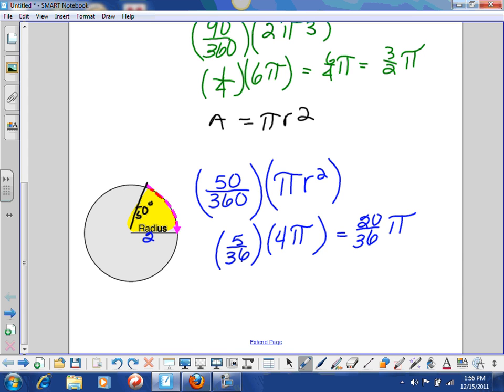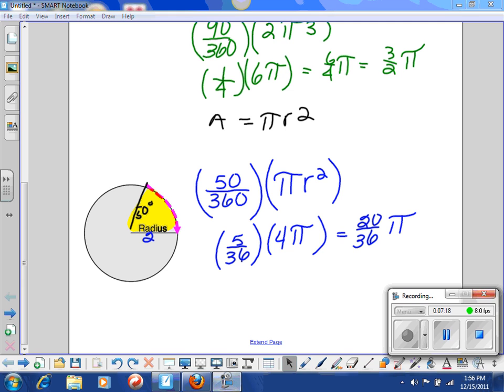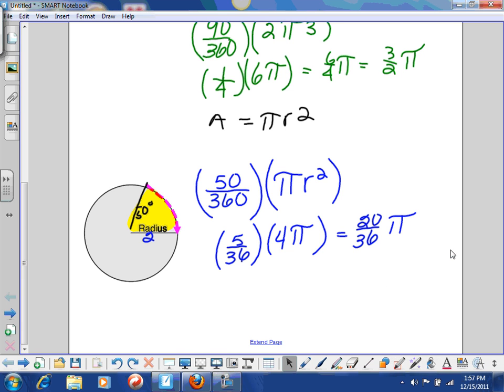We're going to reduce that. So now we're going to take both of these and find our greatest common factor, which is 4, since 4 goes into both of them. So we have 20 divided by 4 over 36 divided by 4. 20 divided by 4 is 5. 36 divided by 4 is 9. So our answer is 5/9 pi.